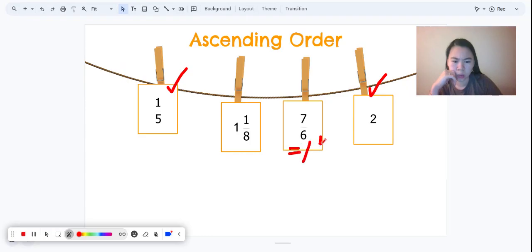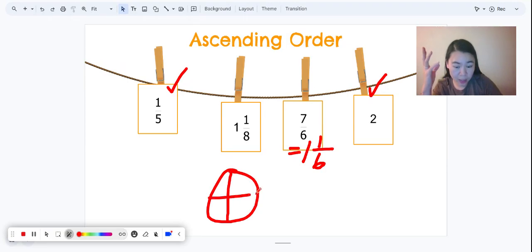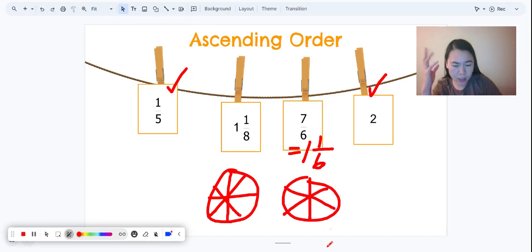So this again is 1 and 1/6. The whole numbers are the same, so think about an eighth. If you cut a pizza into 8 slices versus if you cut a pizza into 6 slices, 1/6 is more than an eighth.